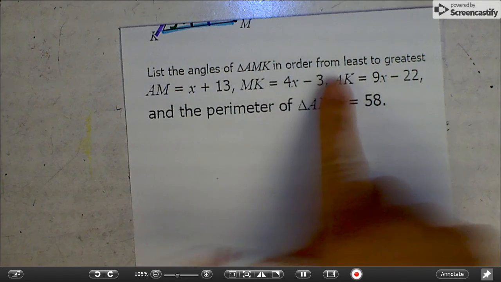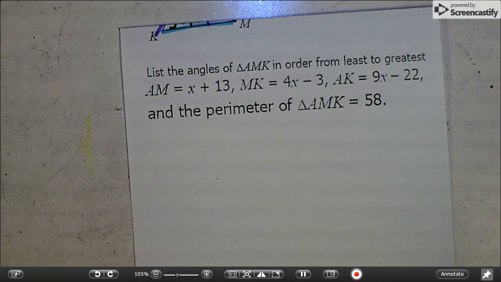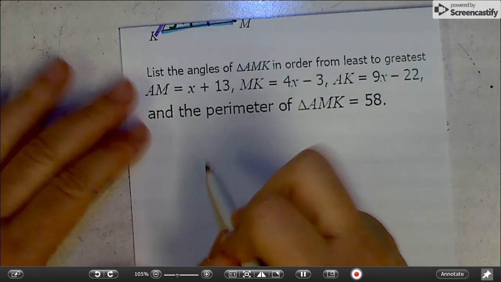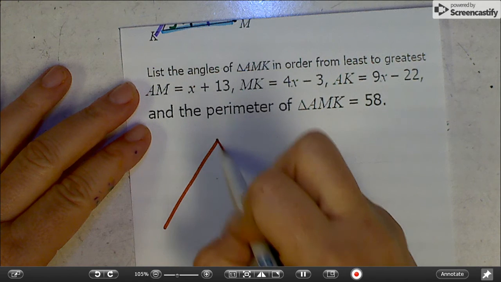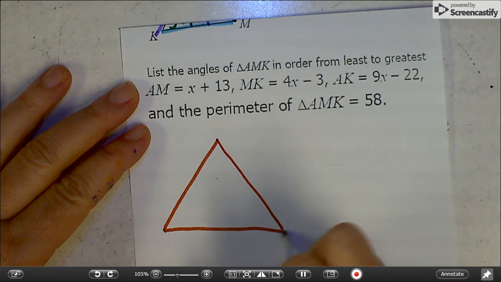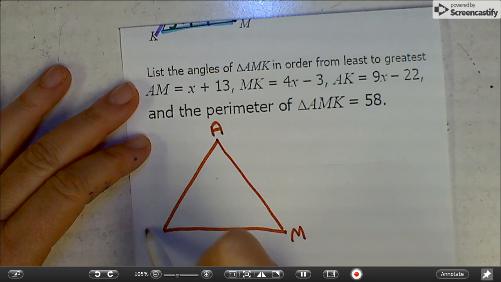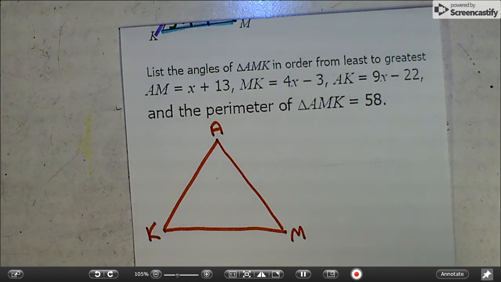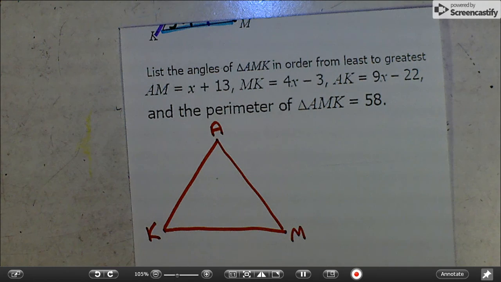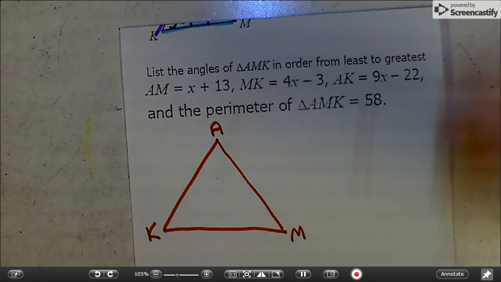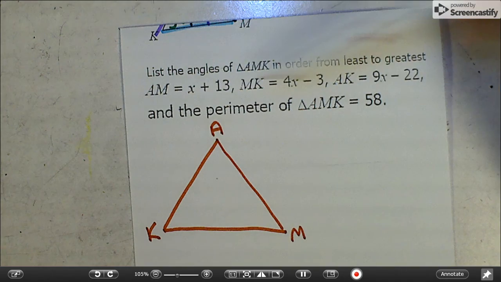So what is missing from this problem? A triangle. It would be really helpful to have a picture. So we're going to draw a triangle, and we're going to label the vertices A, M, and K. Does it matter which letter goes on which one? No. Okay. And then, did they give us something to put on the sides or something to put on the angles?